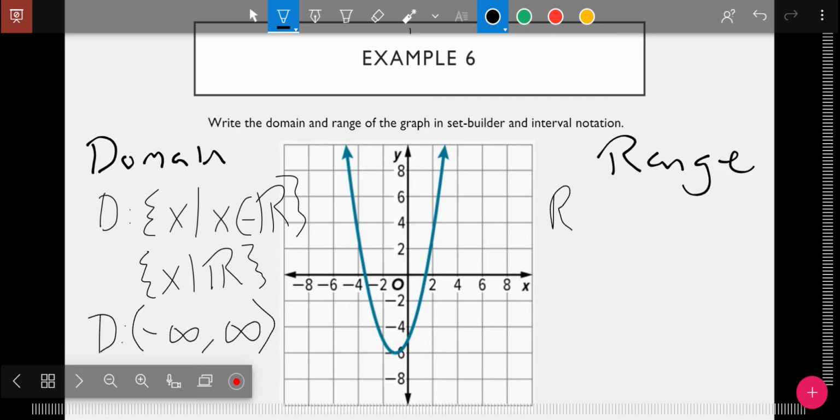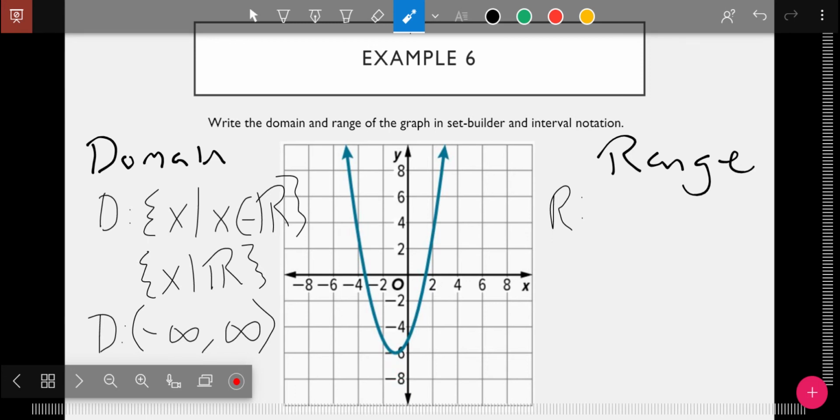Range. It goes up forever. Never stops going up. Does it go down forever? No, it doesn't. That would be too convenient. It goes down, down, down, down, stop. So how low? What's the lowest it goes? Range is y's. Y's are up and down. What's the lowest it goes?